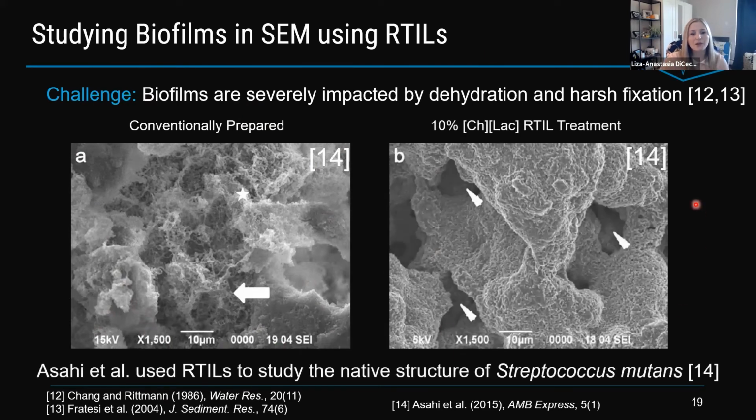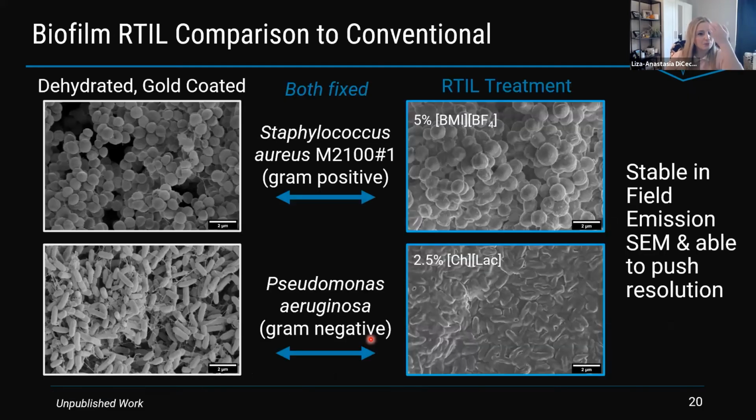they're looking at strep, and they did an ionic liquid treatment here of this really thick, kind of gross to see, biofilm. In the hydrated versus dehydrated states, it's really quite a different structure. They're much more compact in the RTIL treated structure versus the conventionally prepared structure. So we tried this ourselves, and we're developing a protocol that we're working on publishing right now.